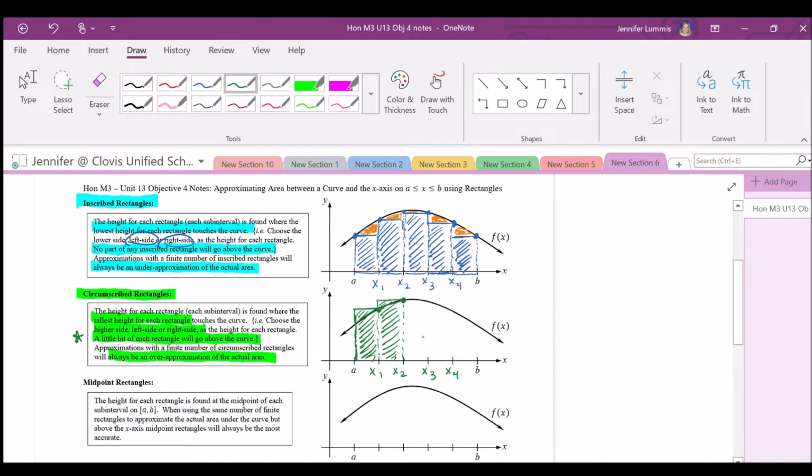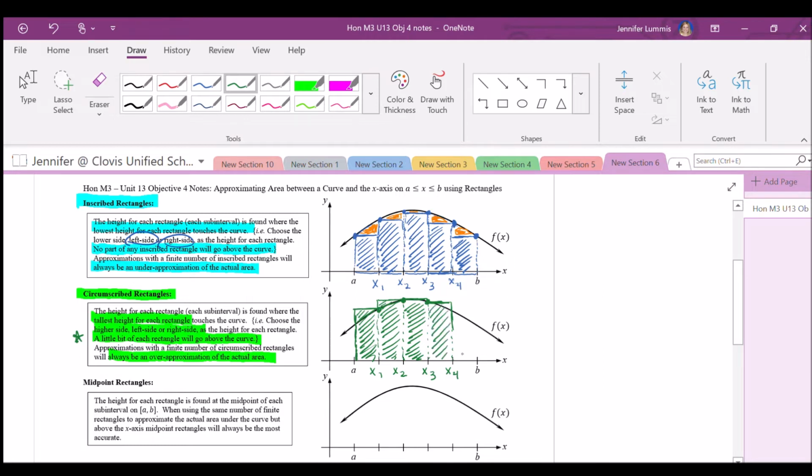From x2 to x3, I think we judged those points to be about the same, or maybe x2 is just a tiny bit higher. So we've got just a little bit of area above the curve there. From x3 to x4, the highest point is at x3. So it's switched. For this rectangle, the highest point is on the left, and that happened because my curve changed. It was increasing, and now it's decreasing. So the side that we use changes.